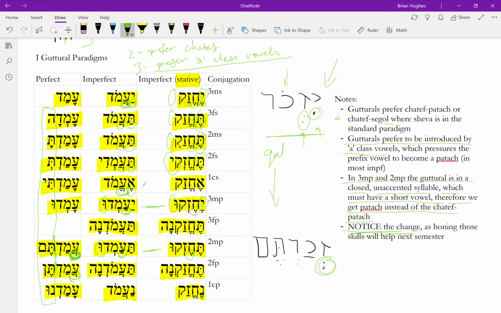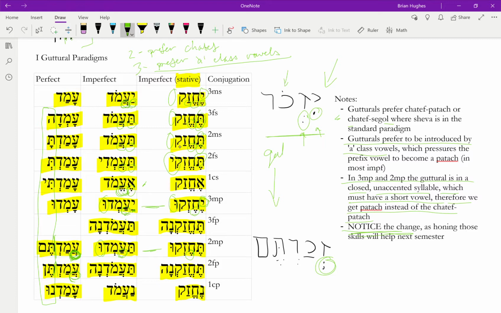Notice that, okay, probably it's best for you to be able to articulate this. I see that normally this would be a hireq and a shewa, but because it's a first guttural, it's going to be a patach here in this third masculine plural. So this is going to take a little bit more time, but as you parse something that's different, please articulate why the difference has happened.